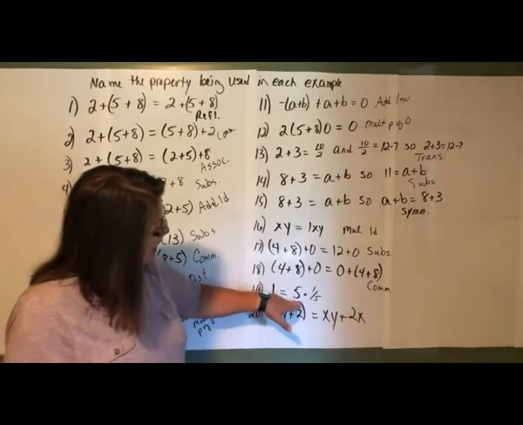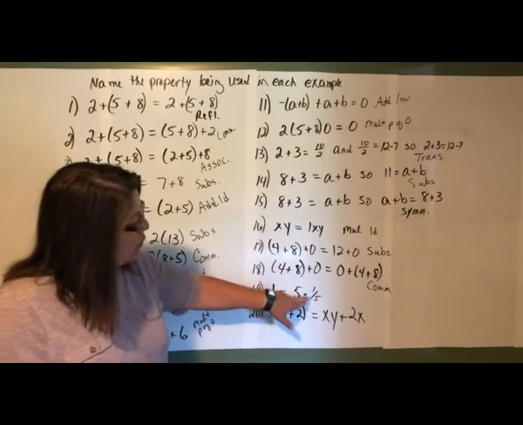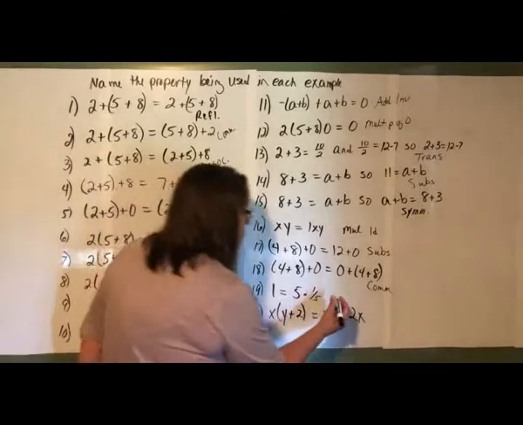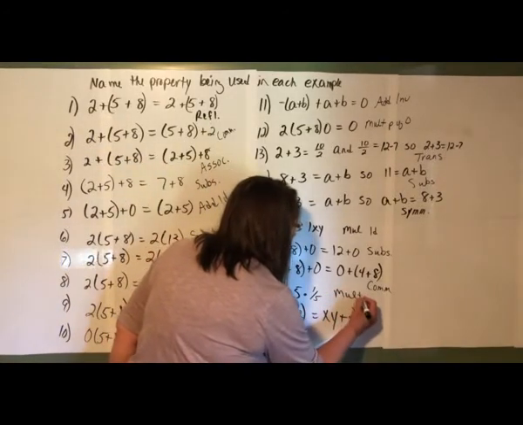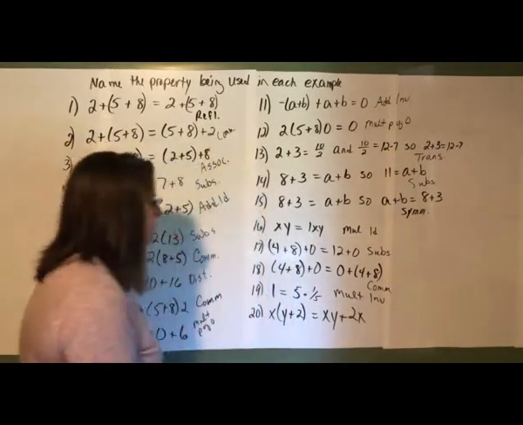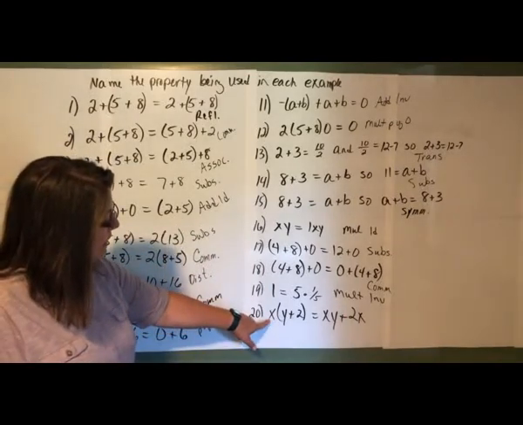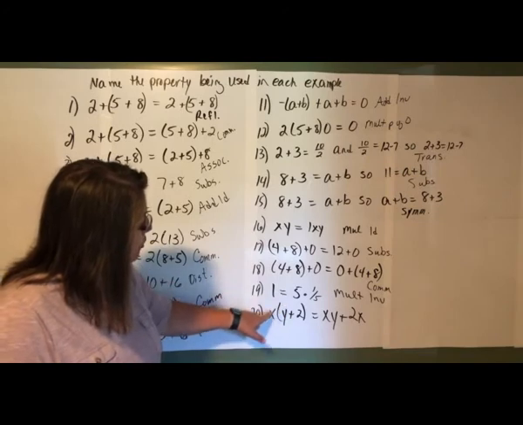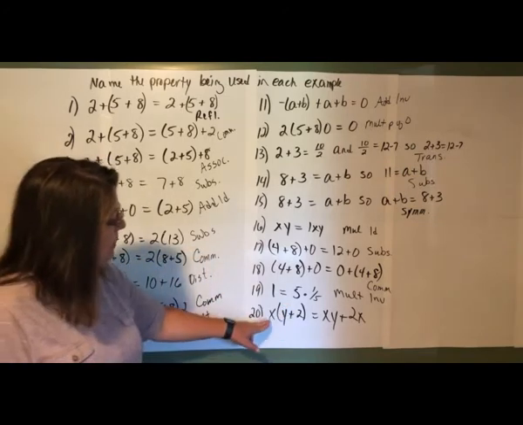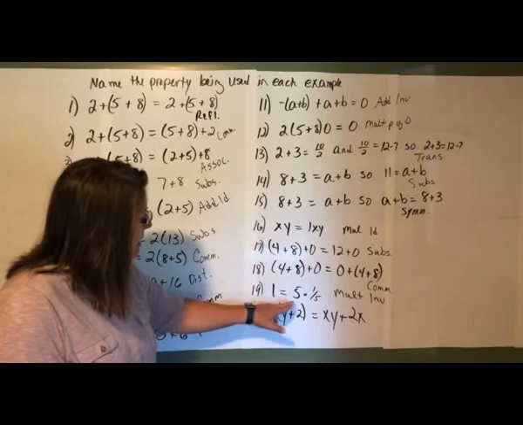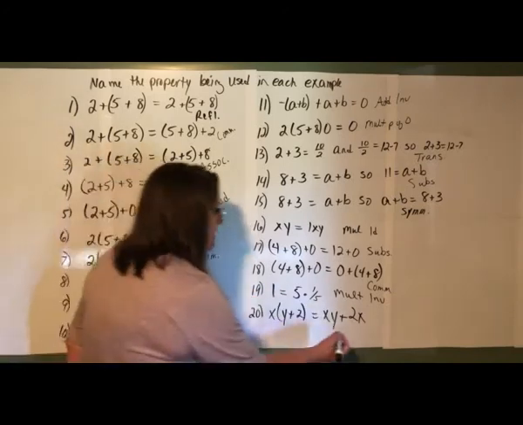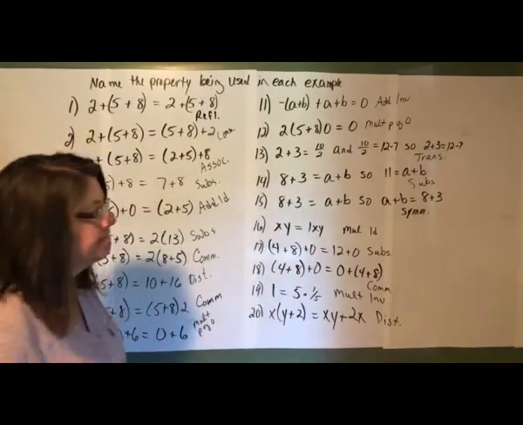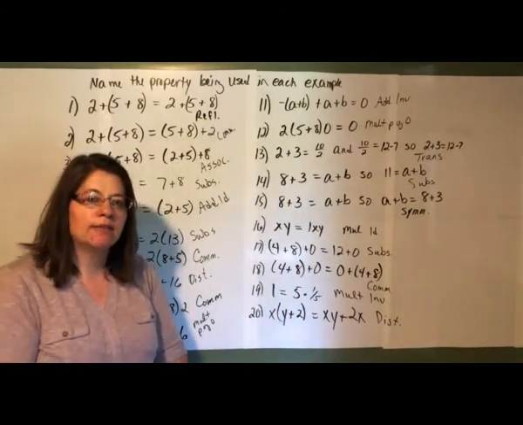19, 1 equals 5 times 1/5. 5 and 1/5 are reciprocals or multiplicative inverses. So that's the multiplicative inverse property. And then for this one, the x is on the outside. You've got y plus 2 on the inside. I'm going to take the x and multiply by everything on the inside. So x times y is xy. X times 2 is 2x. So that is the distributive property. Okay? And that completes our lesson on properties.